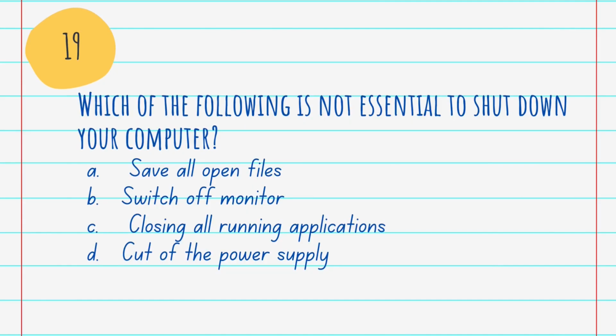Then question number 19. Which of the following is not essential to shut down your computer? A. Save all open files. B. Switch off monitor. C. Closing all running applications. D. Cut off the power supply. And the answer is B. Switch off the monitor. Yes, switching off the monitor is not essential when you shut down your computer.